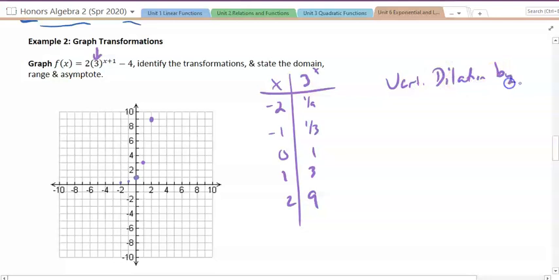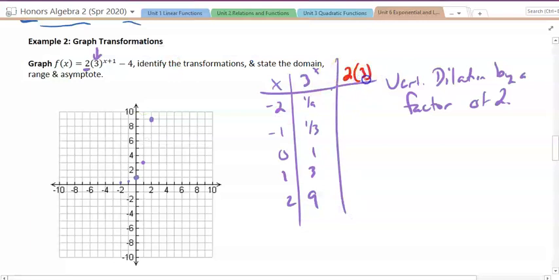That's the 2 in front. So all of my y values will get multiplied by 2. Vertical dilation by a factor of 2. And so if I do that, watch what happens to my table. So I'm going to get 2 times 3 to the x. So now I'm going to have 2 ninths, 2 thirds, 2, 6, and 18.